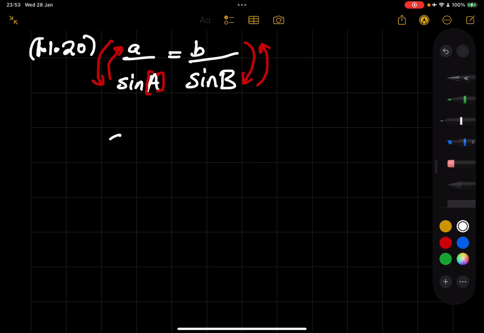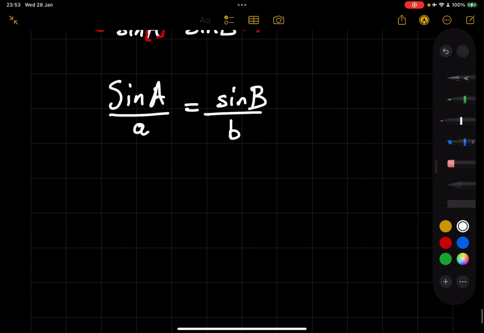So let's swap. We're going to have sine A over small a is equal to sine B over small b. And we need to isolate the A. The A is dividing on the left, so it must multiply on the right. Or in simple terms, we can say we multiply by A on both sides. This A will cancel that one.